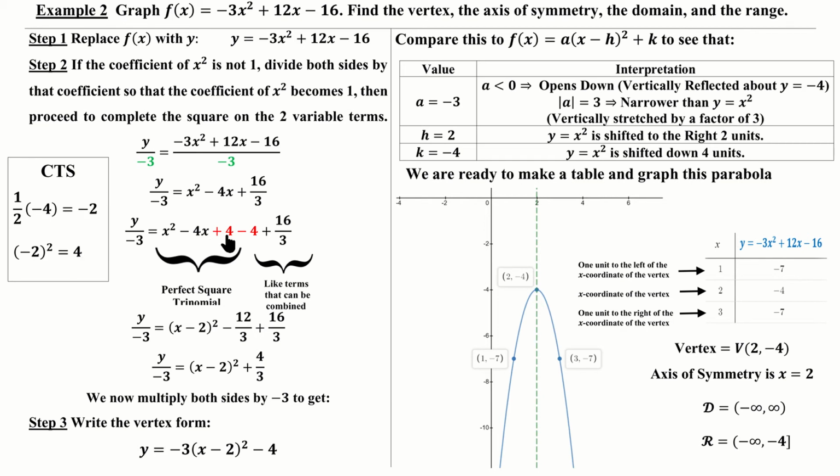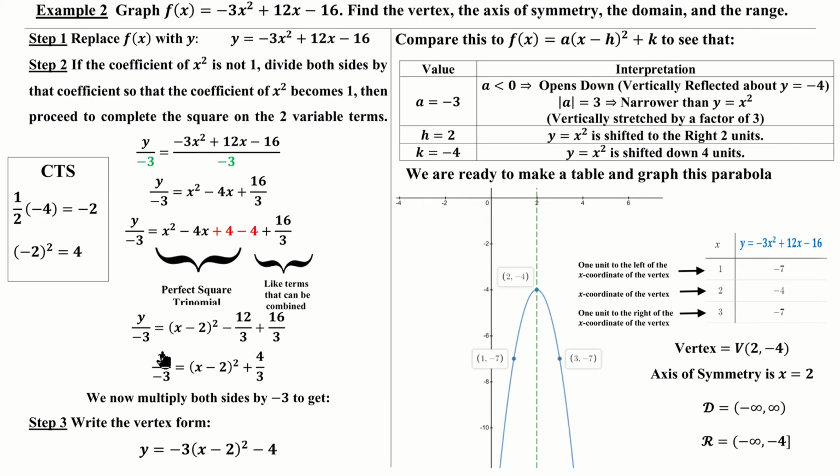So we need to add a 4, and remember, we like to take care of things on the same side, so we immediately subtract 4, and we don't forget the positive 16 over 3, which was already there. So rewriting the perfect square trinomial that we've created as its other form, as the square of a binomial, we get quantity x minus 2 squared minus, now I wrote the 4 here as 12 over 3 because I'm going to be wanting to combine it with 16 over 3.